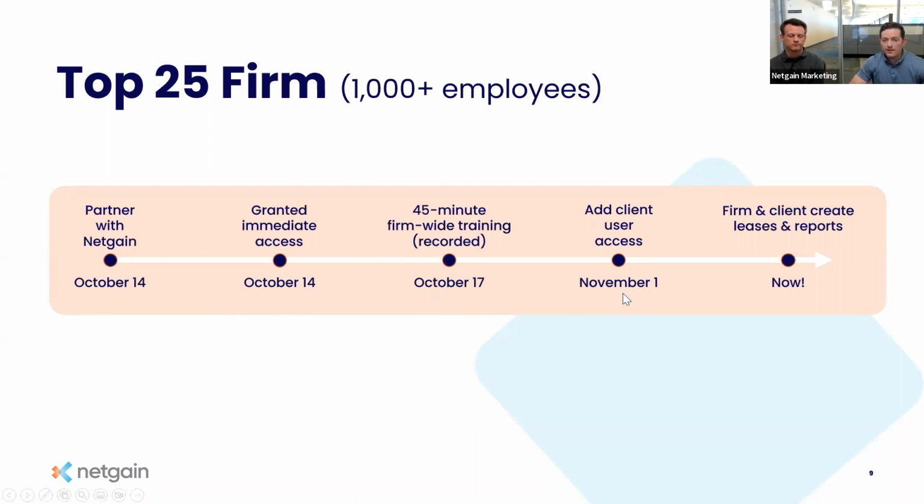On November 1, they started adding client user access. They had some of those clients that wanted the transparency into the lease accounting process. They wanted to know what those big gross up entries were going to be for adoption. And so they're able to add client access and have them start adding leases on their end as well. And now we see both firm and clients are creating leases, running reports, and getting compliant with the new standard, ASC 842. So very quick for a large firm.